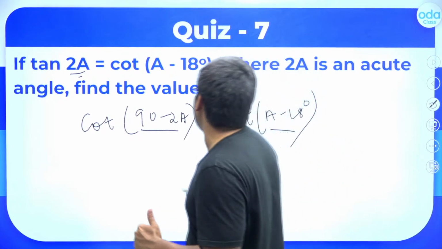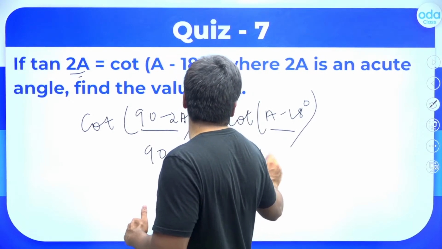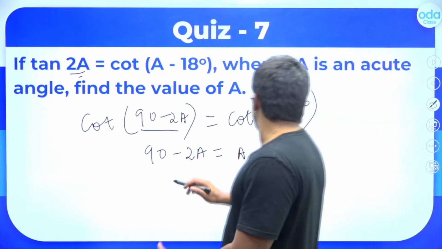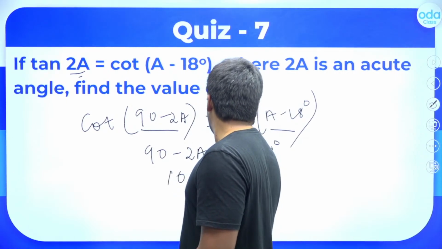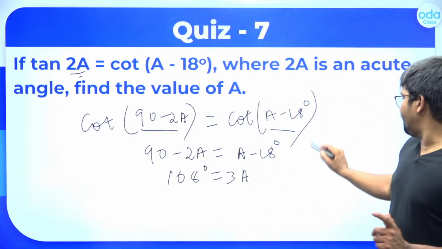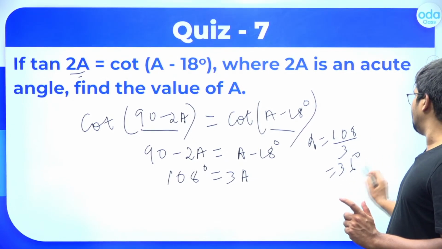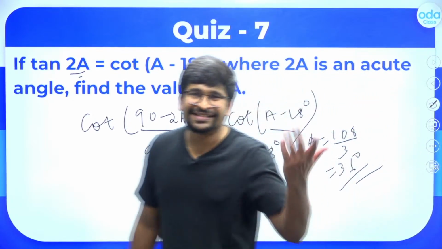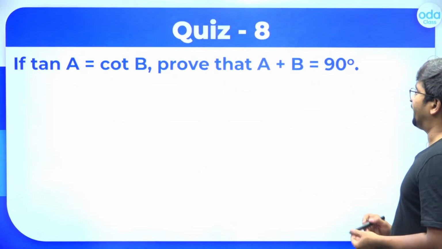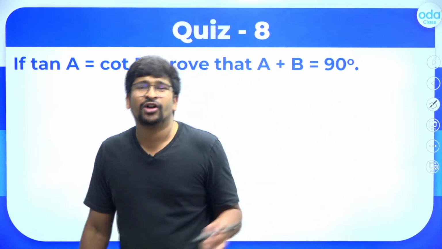Definitely you can equate the angles, which is 90 minus 2a can be written as a minus 18 because cot of an angle is equal to cot of an angle. So you can equate the angles. So when you simplify it further, you will get 108 degree is equal to 3a. That means the a value here can be written as 108 divided by 3, which is 36 degree will be the value of a. I hope it is clear to all of you. Very simple question now. Easily it can come as a 1 mark or 2 mark question. Alright, next one. If tan A is equal to cot B, yesterday we have seen a similar question for cos and sine.